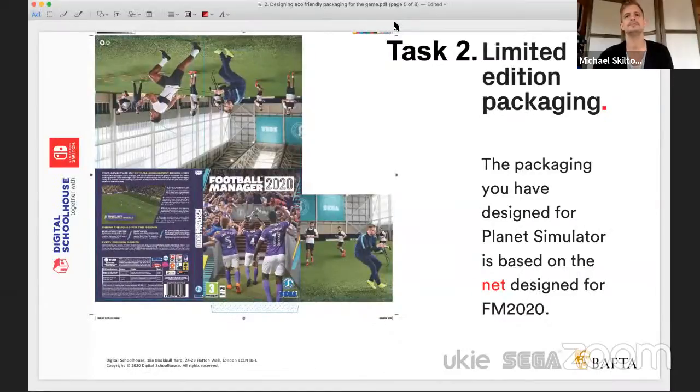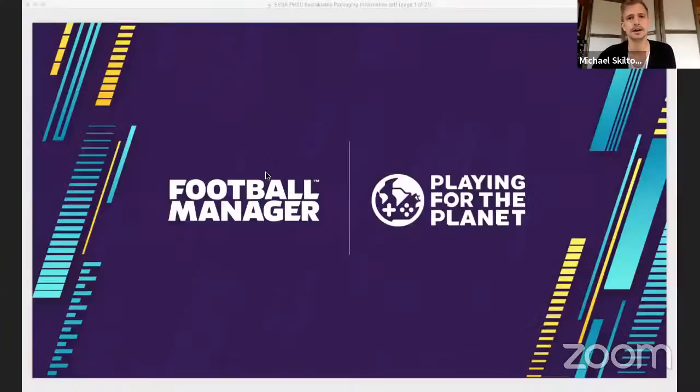Okay, now, before we go into actually creating our own front covers or case designs, I'd like us just to do a little bit more research together on case designs, and why taking a more eco or environmentally friendly perspective is really, really important today. Okay, so let's have a quick look back at Football Manager that we started looking at last time.